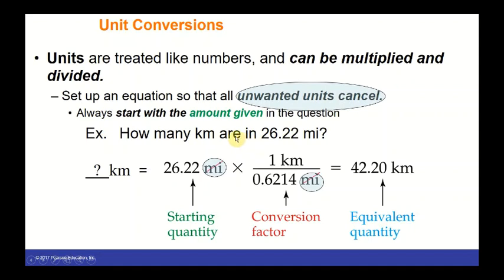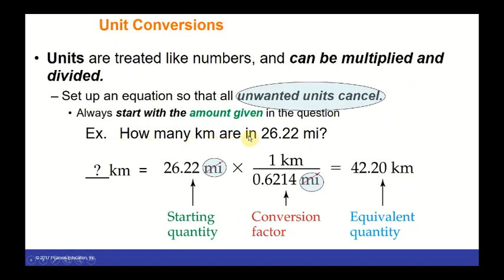So when we use unit conversions, we treat them like numbers, and they can be multiplied and divided. And we noticed before that we can flip them around depending on what we need to find. So when we want to use a conversion, first you set up the equation so that all the unwanted units cancel out. And you're going to always start with the amount that's given in your question.